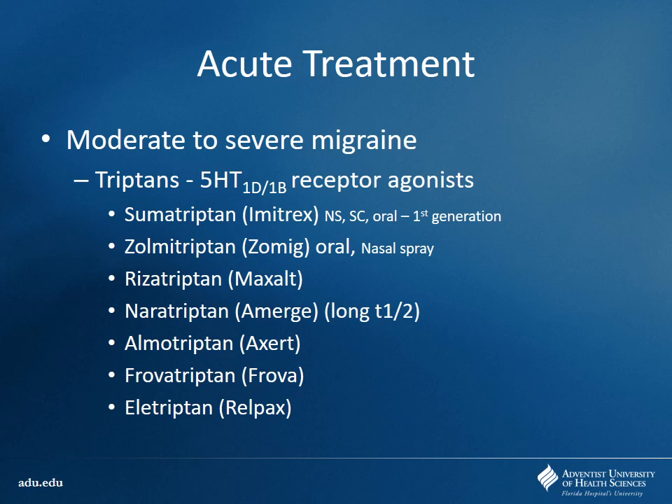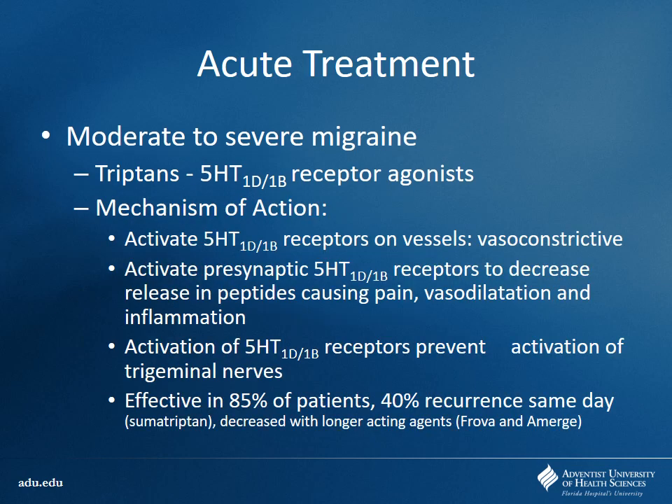And some people respond to ones better than others, and the insurance is a big issue as well as far as what they'll cover. So again, working on those 1D, 1B receptors, causing that vasoconstriction, also can deal with some of that inflammatory release, similar to the ergots.